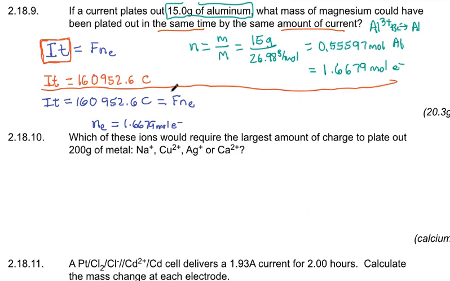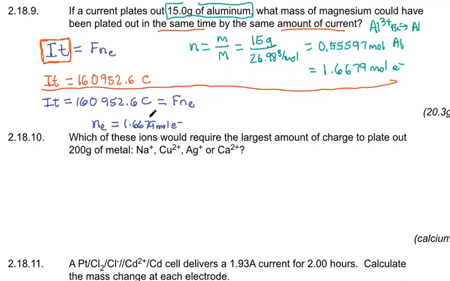Really, I could have skipped this entire step and just said, look, if it's the same current for the same amount of time, we're going to deliver the exact same number of electrons, and I could have just copied this number over. If you're comfortable with that reasoning, that absolutely works. You can just go with that. Same current, same time means same amount of electrons.